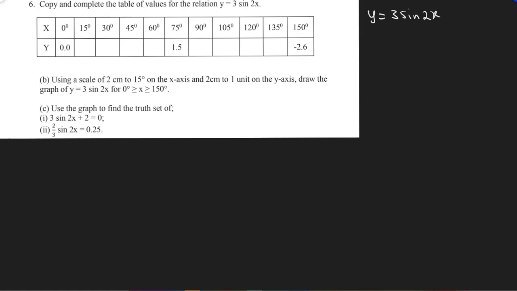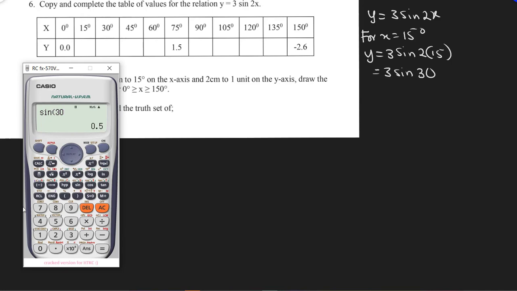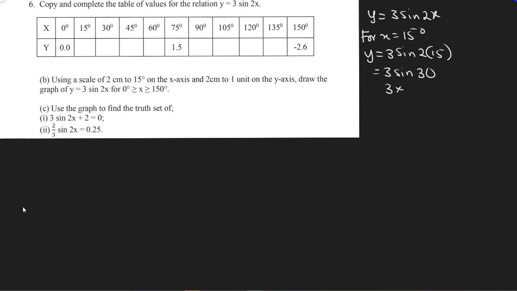Now let's go. We'll start with 15 degrees. For x equals 15 degrees, we're going to have y is equal to 3 sine 2 into 15, which is going to be y is equal to 3 sine 30, because 2 times 15 is 30. Sine 30 is 0.5. So we're going to have 3 times 0.5, which is actually 1.5. We multiply, we're going to have 1.5. So this place is 1.5.